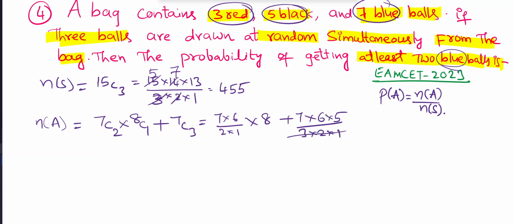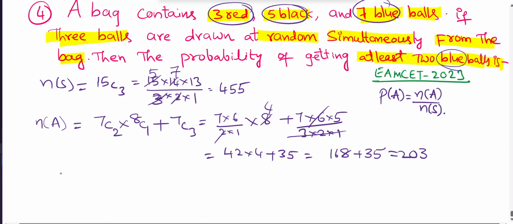Here 3 into 2 into 1 and 6 cancel. Here 2 and 4 cancel. 6 7s are 42, into 4, plus here 7 5s are 35. That is equal to 8 plus 4 4s are 16, 168 plus 35. That is equal to 203.